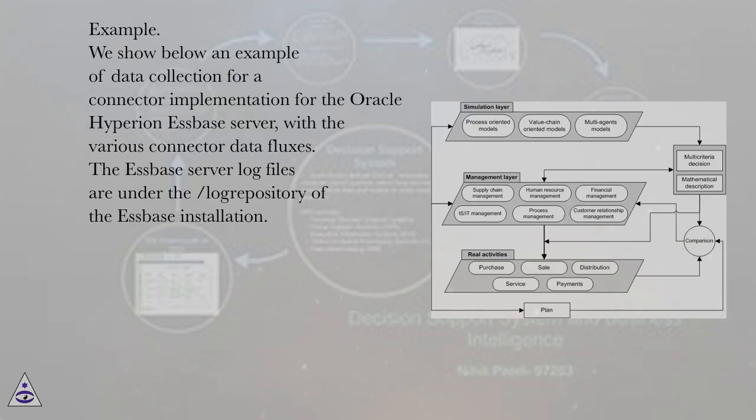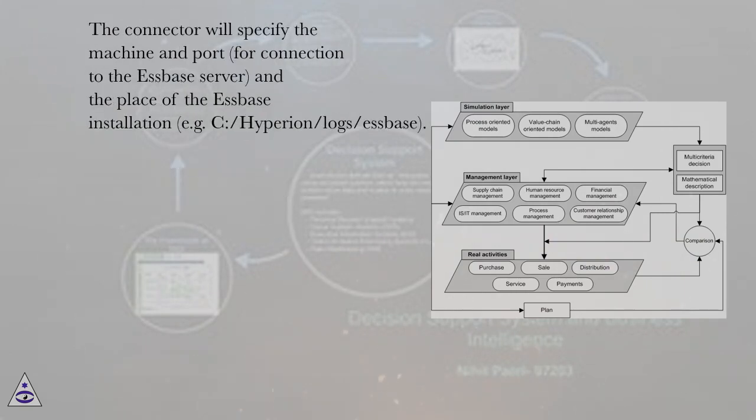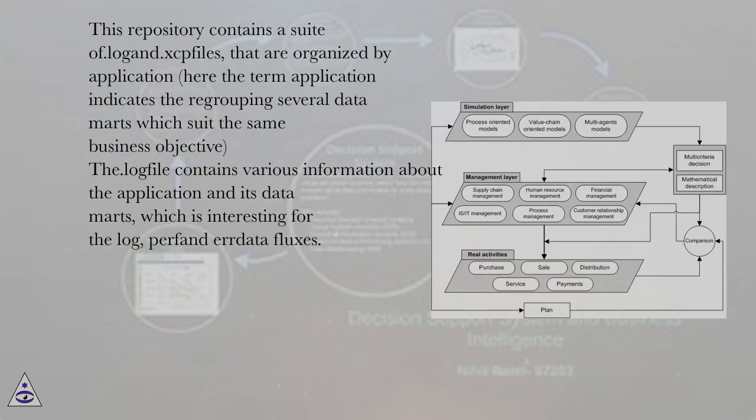The Essbase server log files are under the /log repository of the Essbase installation. The connector will specify the machine and port, for connection to the Essbase server, and the place of the Essbase installation, for example c:/Hyperion/logs/Essbase. This repository contains a suite of .log and .xcp files that are organized by application. Here the term application indicates the regrouping of several data marts which suit the same business objective. The .log file contains various information about the application and its data marts, which is interesting for the log, perf and data fluxes.